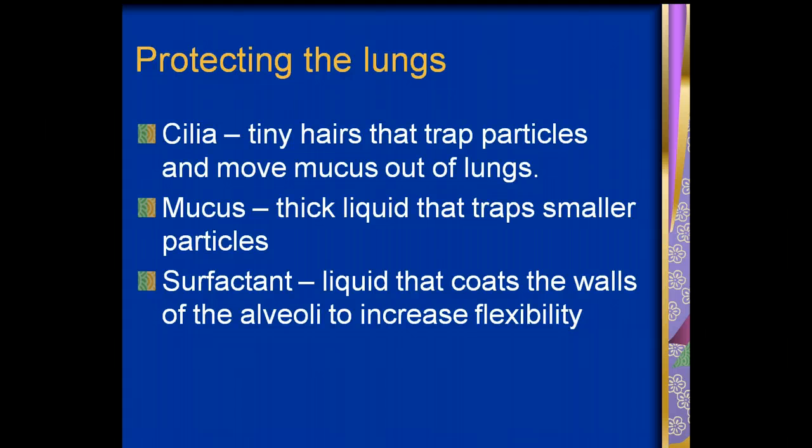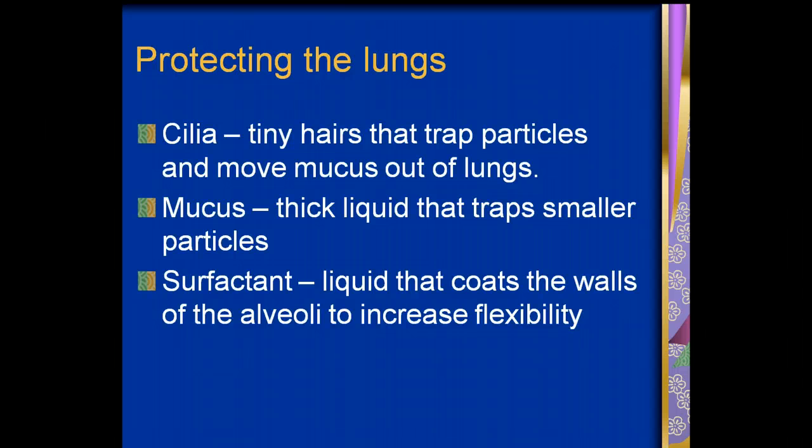We have three different things that protect the lungs. The first are cilia. Cilia are tiny hairs that trap particles and move mucus out of the lungs. So the hairs first have the particles stick to them, and then they wave gently. Now they wave in the opposite direction that the air moves into your lungs. So the cilia push particles up your trachea. And when they get to the point where your trachea and your esophagus connect, the cilia push those particles into your esophagus, and you swallow them into your stomach.